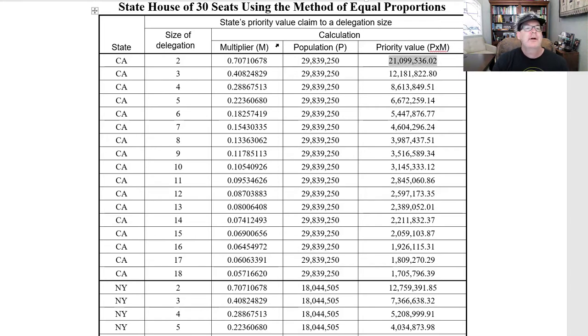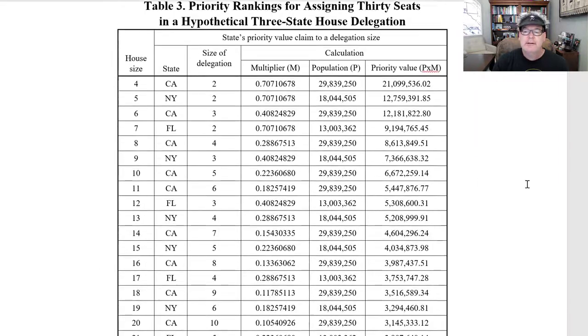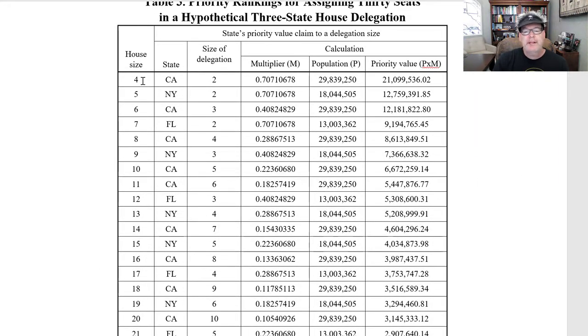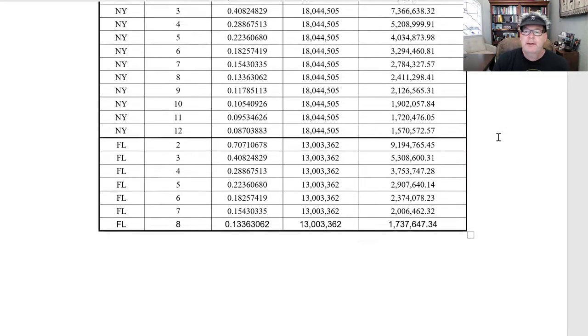I'll cross this off. So I've given California a seat. California gets the 4th seat, and it now has 2, right? So there were 3 states, they each had 1 seat, so the house size was 3, but we just gave out the fourth. California now has 2.